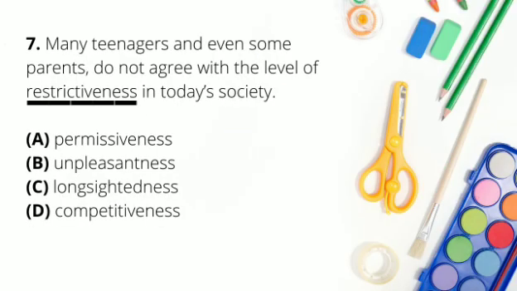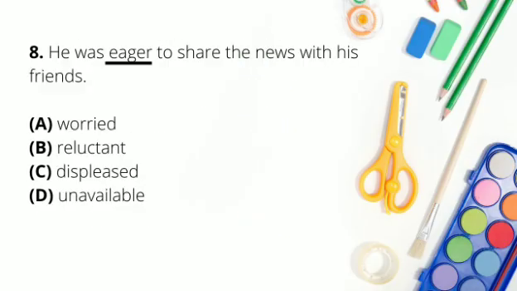And praise be to God, number 7 is also repeated. Many teenagers and even some parents do not agree with the level of restrictiveness in today's society. And if it's not restrictive, then it's permissive. So your answer is A, permissiveness. Question 8. He was eager to share the news with his friends. And the answer is B, reluctant.